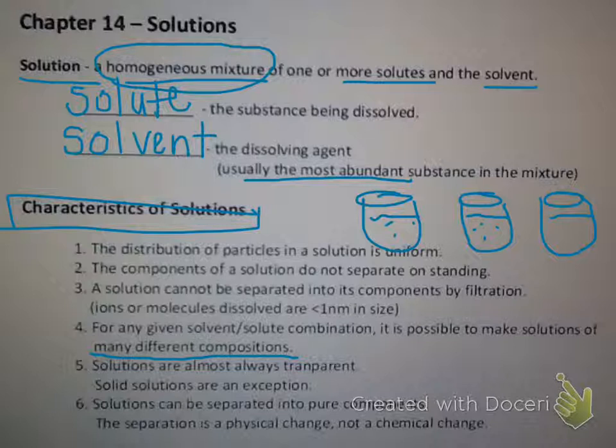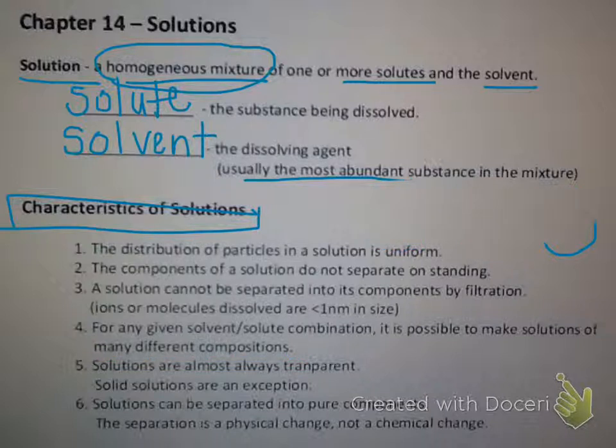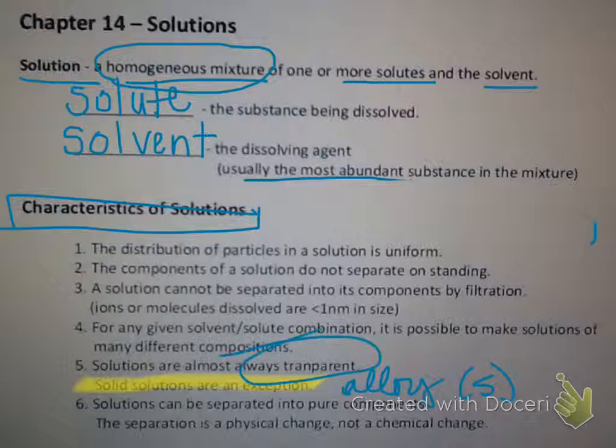All right. Let's see what's next. Number 5. Number 5 says, solutions are almost always transparent. This is the one that has the exception. Solid solutions are the exception, because a solid solution, once again, do you remember what it's called? A solid solution is called an alloy. And solids you can't see through because there's no space between the particles and they're not moving. But solutions are almost always transparent.